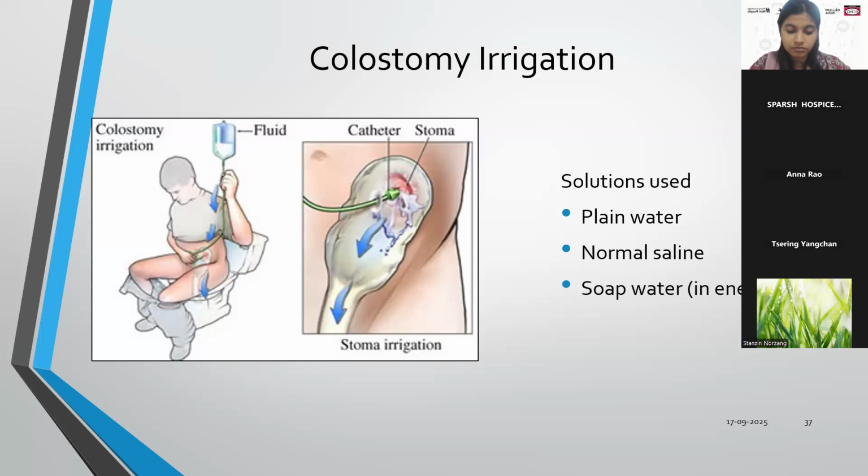What kind of solutions can be used? Plain water or normal saline, or soap water if you want to give an enema. These things can be used.